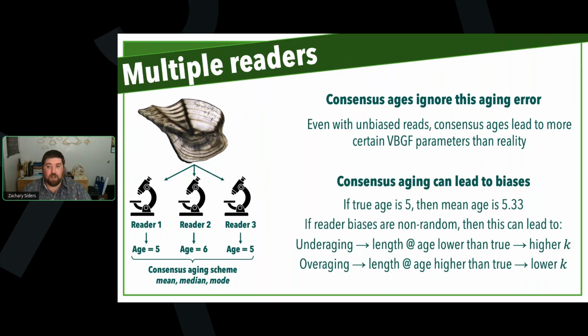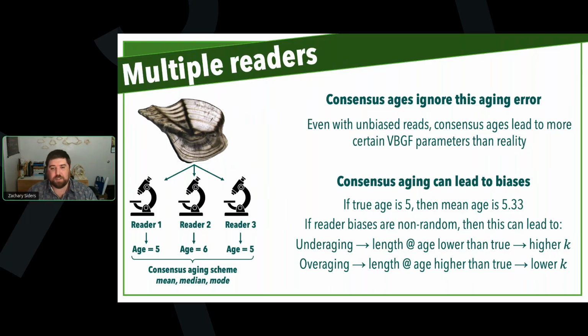Consensus aging can also lead to biases depending on how it's implemented. In our example here, the true age is 5 and reader 2 gets a 6. Then we take the mean age and get an age of 5.33. That would be the age that we then build some classic length-at-age von Bertalanffy model for.